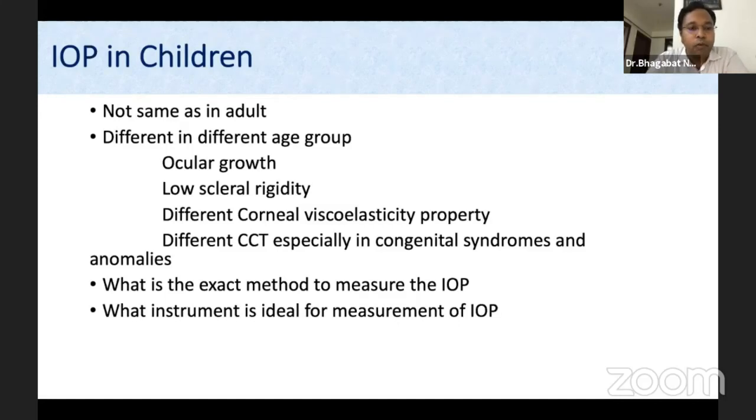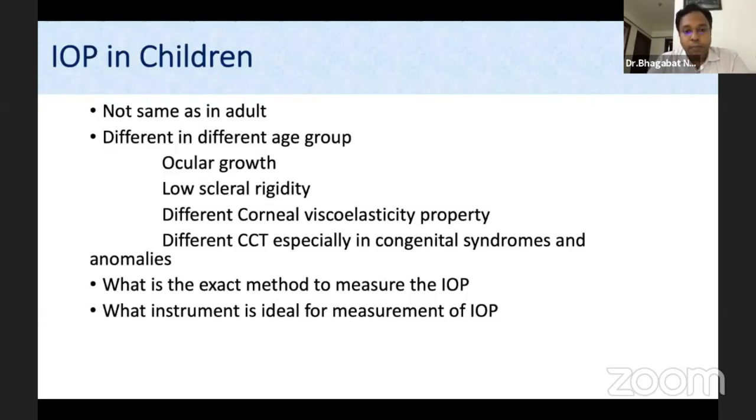Because as Dr. Pandav told, ocular growth occurs from birth to nearly 13, 14 years, and they have low scleral rigidity. They have elastic sclera. They have different corneal viscoelastic properties, in terms of corneal hysteresis, corneal resistance factor, etc. And they have different corneal thickness from birth, slightly in a higher range, especially in congenital syndromes and anomalies. The range increases to 630, 670, 700 like that. So this is different from adult.